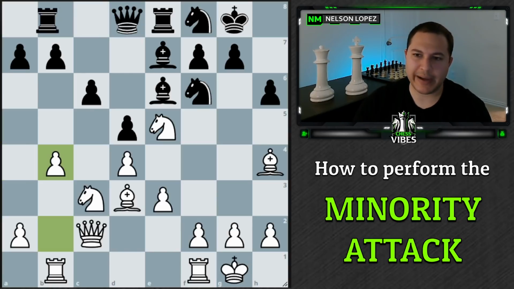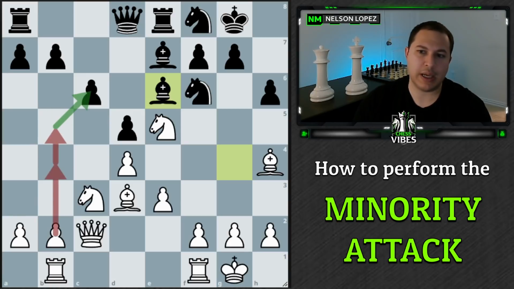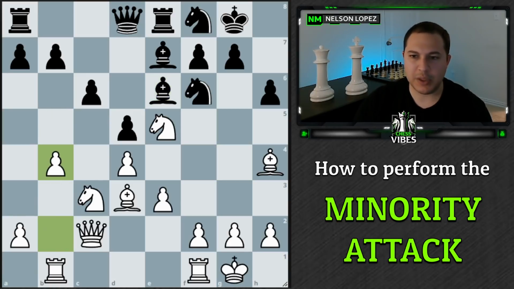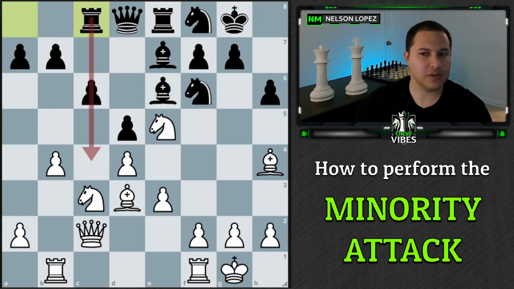Now, of course, if black doesn't stop you, it can be an easy thing to do. You just push it and take, and that's not a big deal. But be on the lookout for moves like this where it's actually tricky, and black is maybe setting up something sneaky if you try to go forward with that. So I hope that makes sense. Minority attack, super effective. Like I said, especially when I was 1600. I used to do this all the time and had really good success with it.